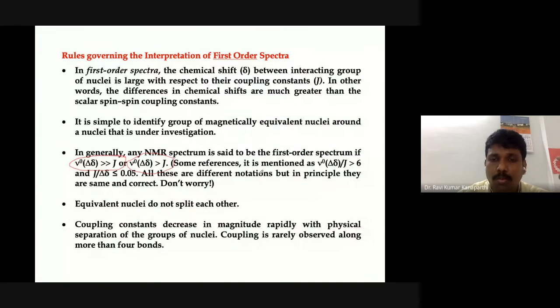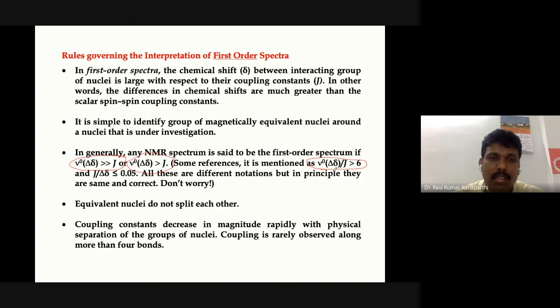And of course, you do come across this type of terminology in some textbooks the reverse way. Okay, instead of talking about the difference being greater than or less than, people talk about the ratio of the chemical shift difference versus the scalar coupling constant. If that is greater than 6, then normally we say it is a first order spectrum.